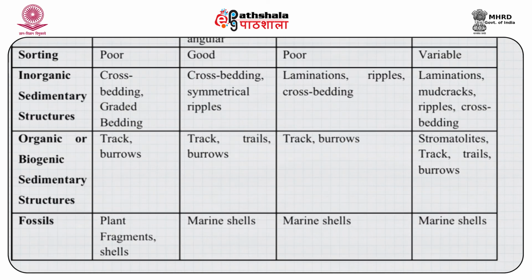The sorting in a tidal flat environment is variable. Sometimes the sorting is very poor, sometimes it is good. Lamination is generally present, but ripples are abundantly present in tidal flat environment, particularly in the intertidal flat environment. Stromatolite, trail marks, burrows are very common organic structures present in tidal flat environment, and marine shells are very common in this environment.